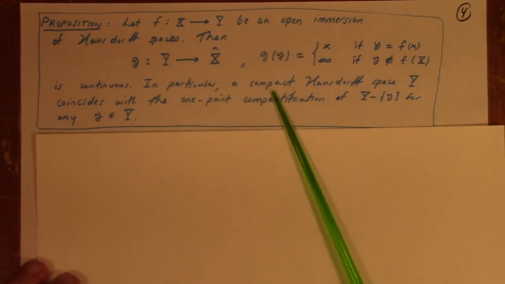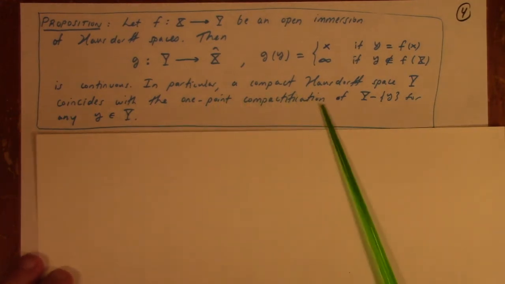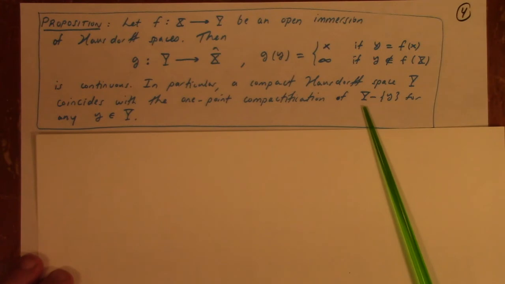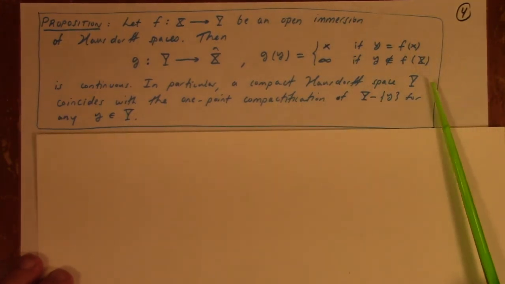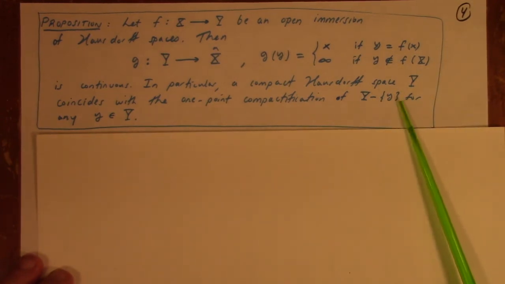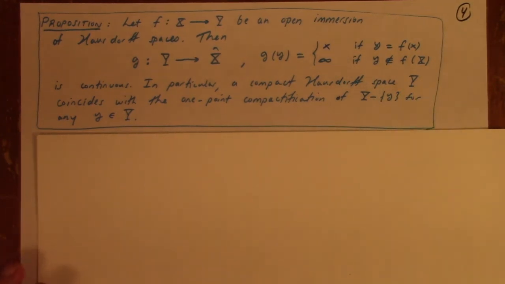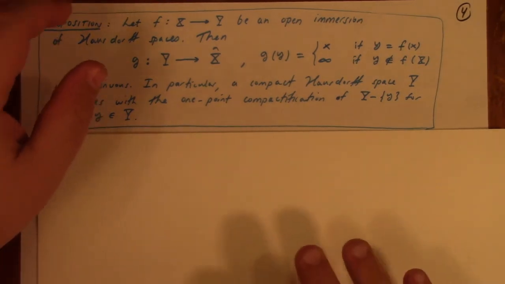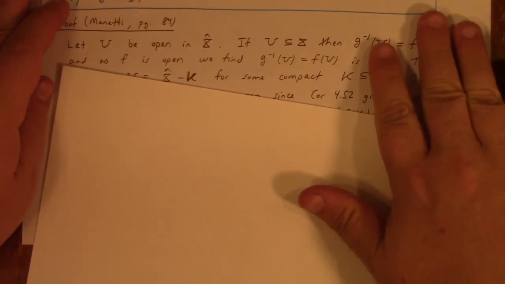In particular, a compact Hausdorff space Y coincides with the one-point compactification of the punctured Y for any point. Oh, that's kind of neat, right? So if you take a space and you take a point away from it, if you want to get back to that space topologically, you can just take the one-point compactification of it. So the one-point compactification is sort of the inverse process of puncturing. It's cool.